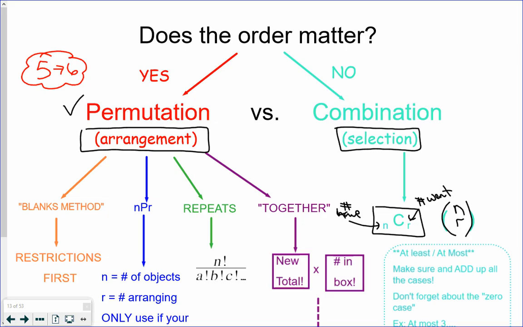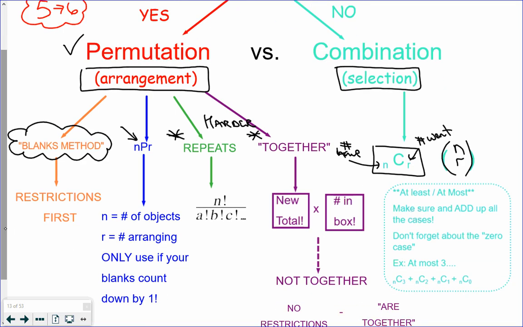Arrangements are harder. With an arrangement, 98% of the questions that we did, we used the blanks method for. Remember, you drew the blanks and you did the number of choices per blank. Every once in a while, we use the NPR, but we didn't use it very much at all. Then there are repeats and together. These were the harder questions. You have to have memorized the repeats formula and the together formula. There's no way around it.